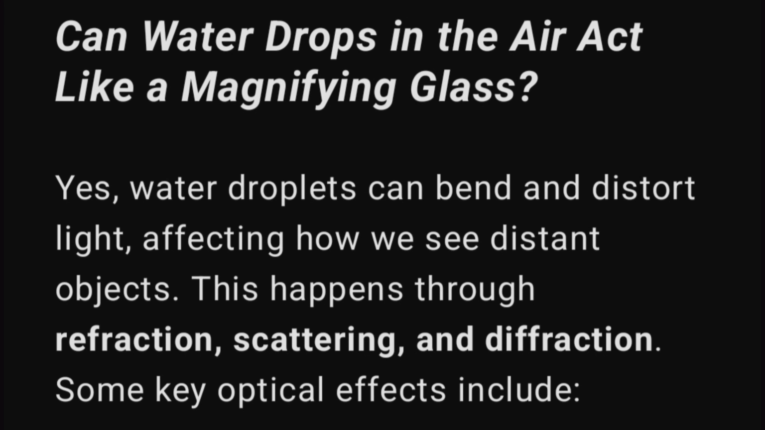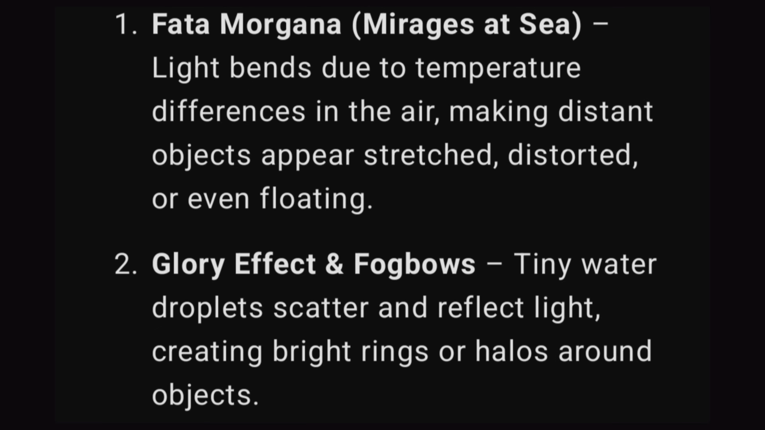Water droplets can bend and distort light, affecting how we see distant objects. This happens through refraction, scattering and diffraction. Some key optical effects include: 1. Fata Morgana, or however you pronounce it, mirages at sea. Light bends due to temperature differences in the air, making distant objects appear stretched, distorted or even floating.